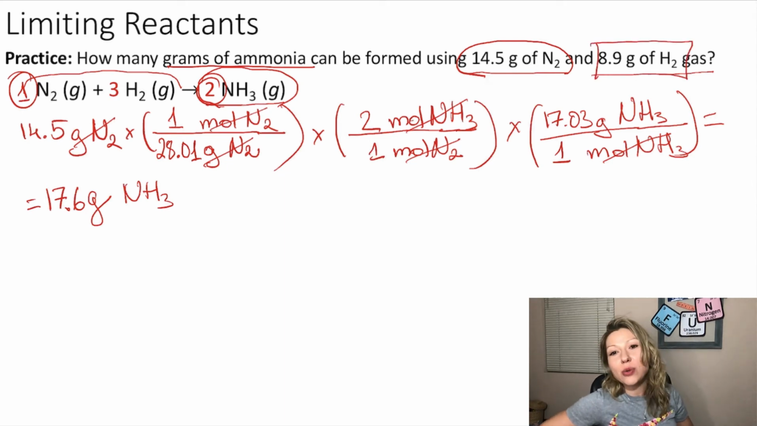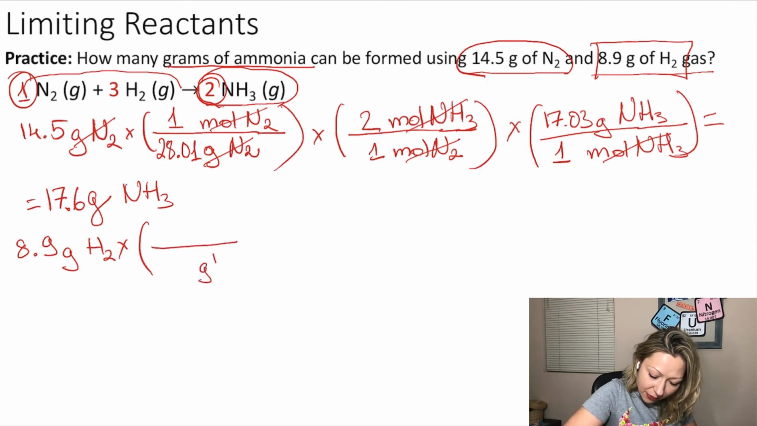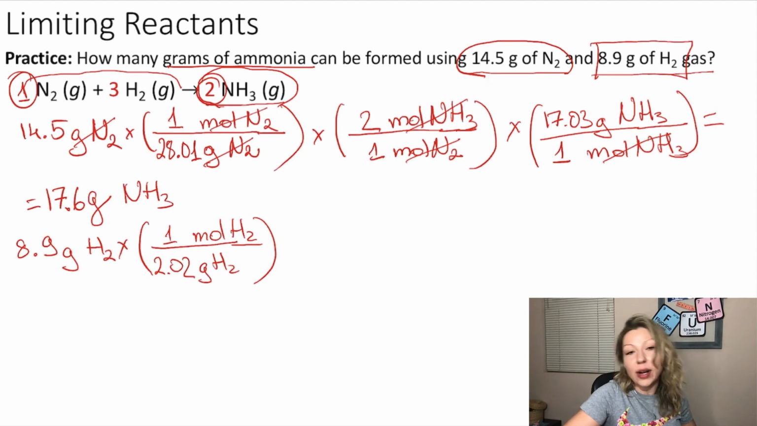Okay, let's do the same calculation for hydrogen gas. Okay, what do you think? Which one will be the limiting, N2 or H2? Let's see. So 8.9 grams of H2. I'm converting again the grams of H2 into moles of H2. So 1 mole is 2.02 grams. Again, this is just the molar mass.